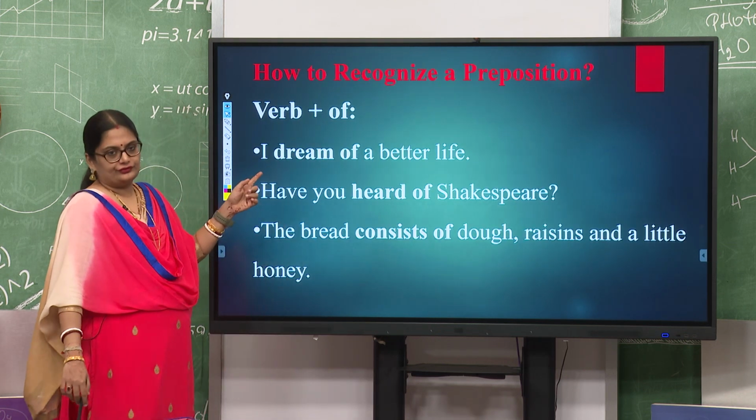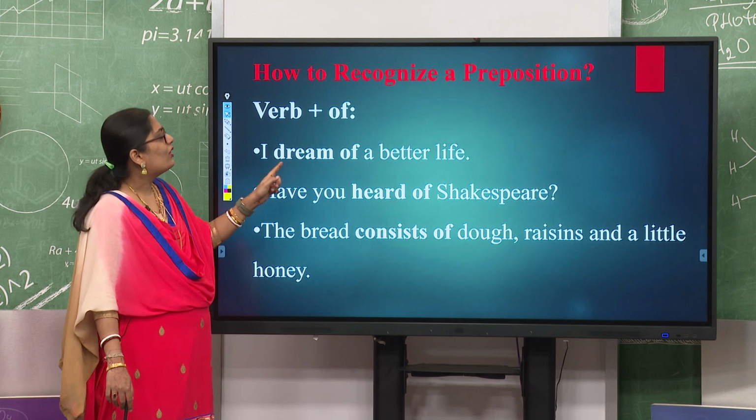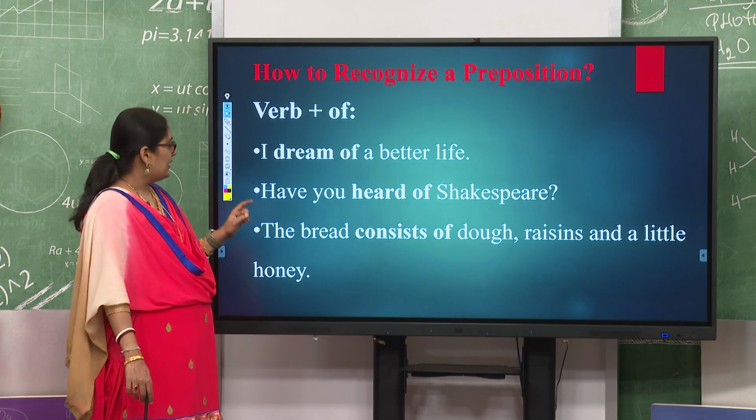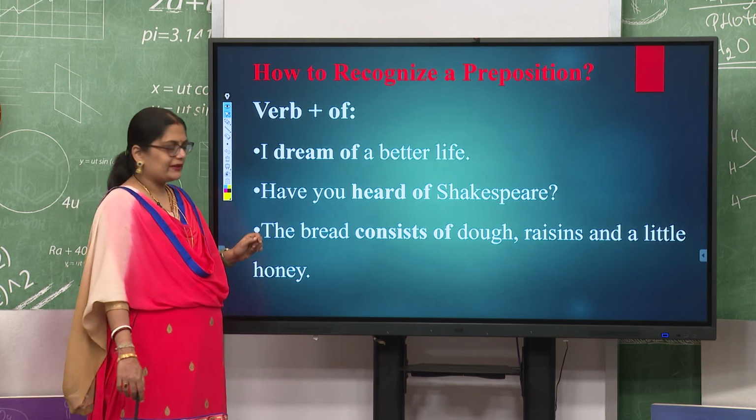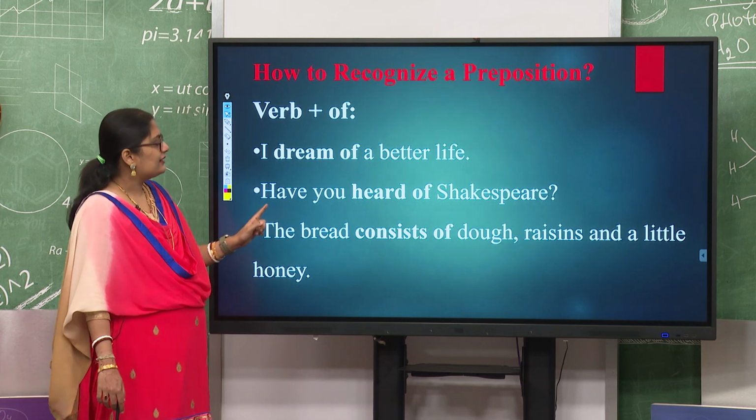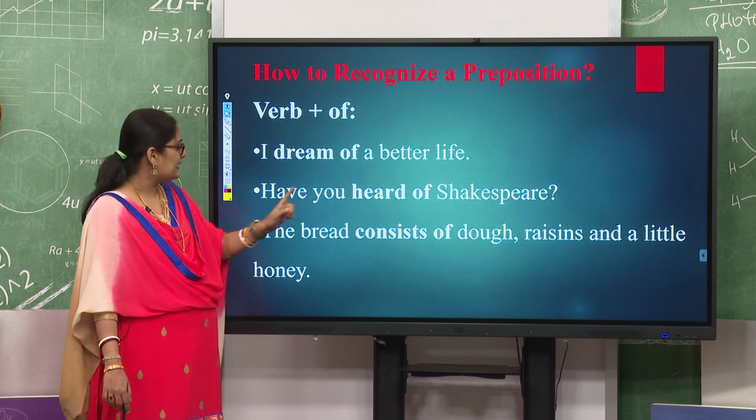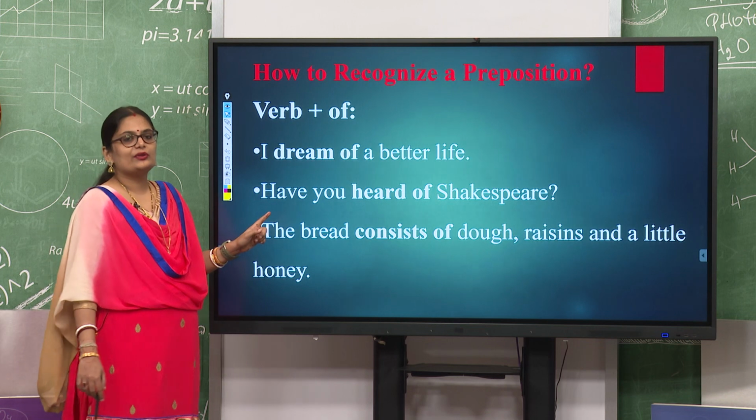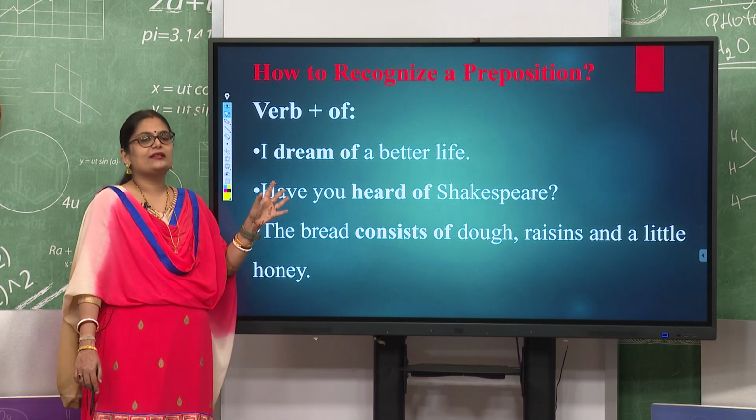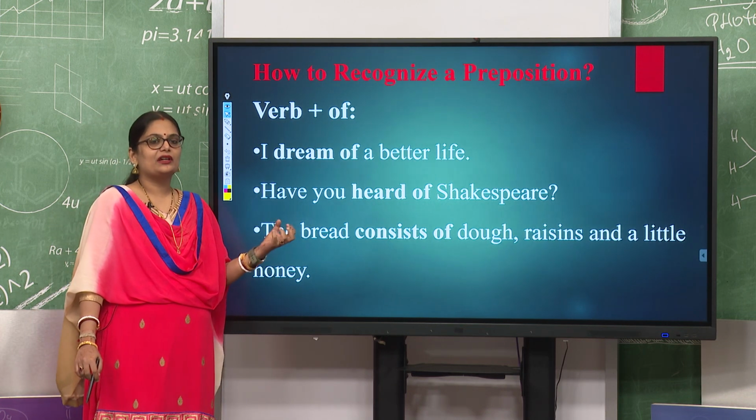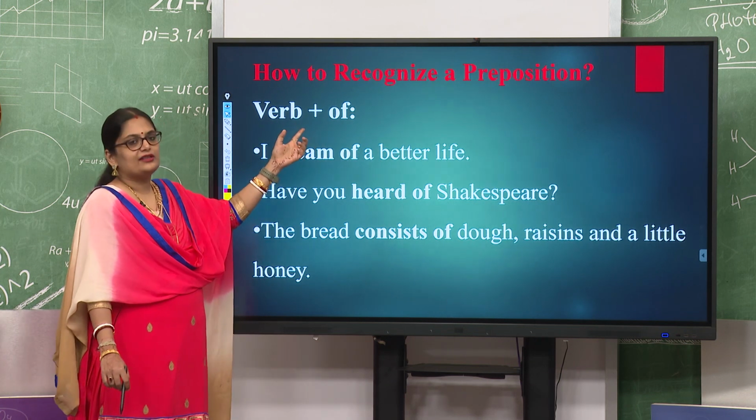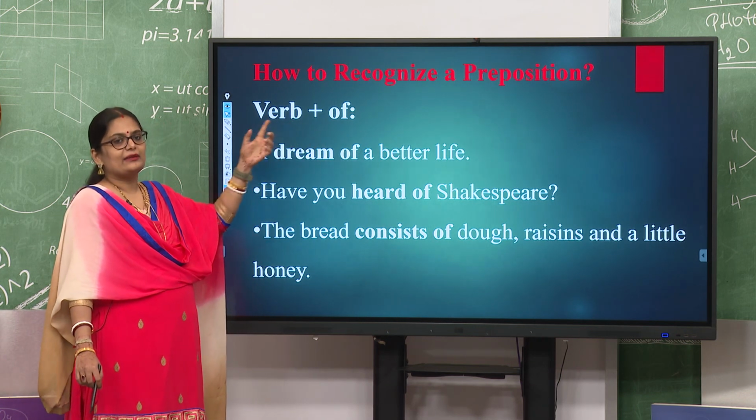Now, with of. I dream of a better life. Have you heard of Shakespeare? The bread consists of dough, raisins and a little honey. So, how do you see the word of has been used? It is used in combination with a verb, and the word of is used as an interconnecting preposition.